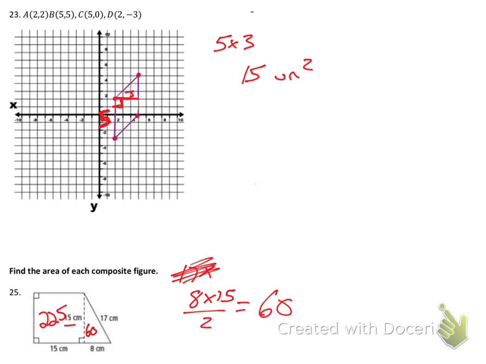So 8 times 15. Oh, the one thing I forgot to do here. Let me fix this real quick. It looks like I added wrong. So 225 plus 60 is going to give you 285. And that's going to be centimeters squared. That's your final answer.